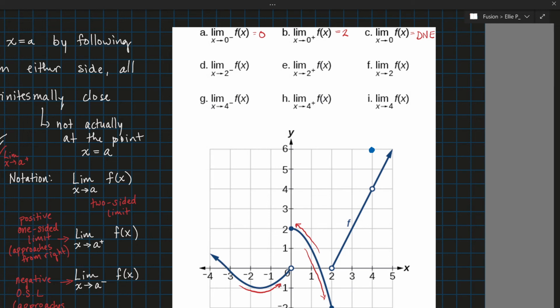2. So remember, don't actually go all the way to 2. Follow the function all the way up to 2 and stop right before you get there, infinitesimally right before you get there, and see what it approaches. Negative -2, yeah.